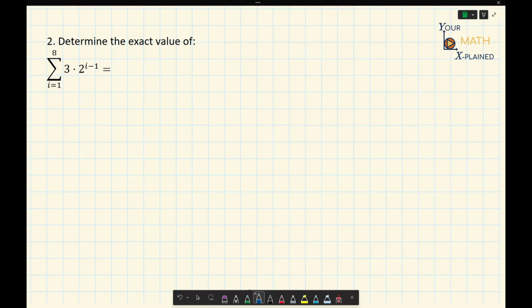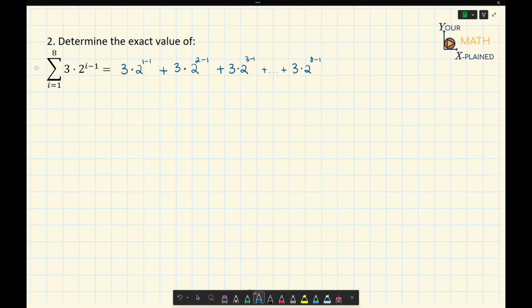So same thing, our starting counter this time is 1. So we start by substituting 1 into i, which means our first term is going to be 3 times 2 to the power of 1 minus 1. And then we're going to add the next term, which is when i is equal to 2. So that'll be 3 times 2 to the power of 2 minus 1. And then we're just going to do one more. So the next one is 3 times 2 to the power of 3 minus 1. And we're going to do this until the last term, which is when i is equal to 8. So this will be 3 times 2 to the power of 8 minus 1.